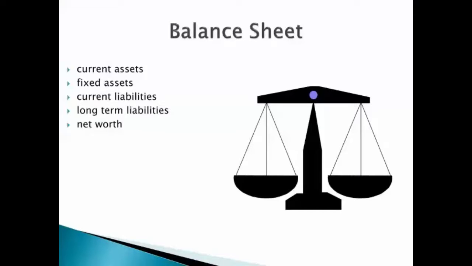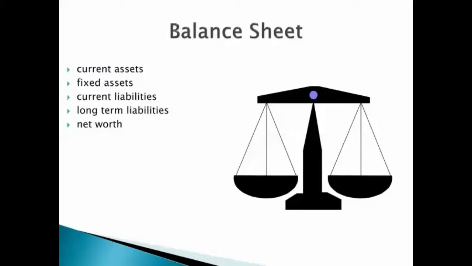What is on the balance sheet? So as we know, it's A equals L plus OE. If we start with the assets, there's going to be current assets, and you're going to see those definitions on an upcoming slide. There's fixed assets, which are generally land, buildings, equipment.